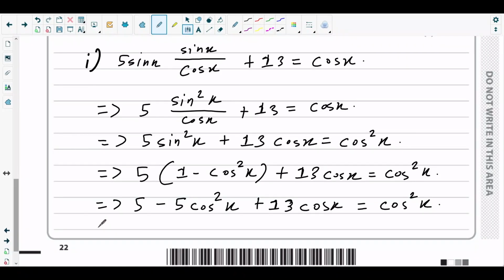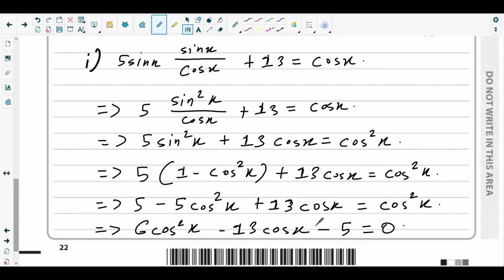Now take all the terms to the right side. The negative 5 cos squared x, if you take it to the right side, becomes positive. So 5 plus 1 is 6 cos squared x, and 13 cos x becomes negative 13 cos x. It was positive 5, so if you take it to the right side, it becomes negative 5. So this equals 0. Now we have a quadratic trigonometric equation.